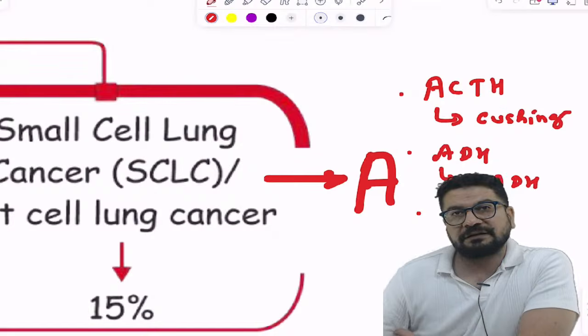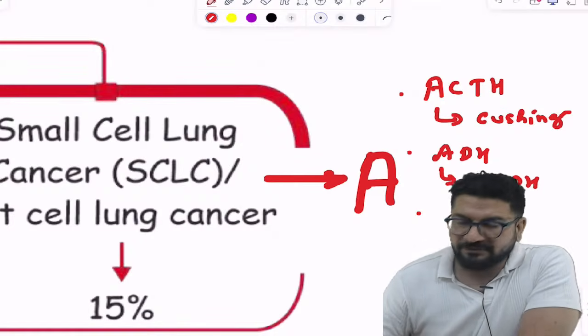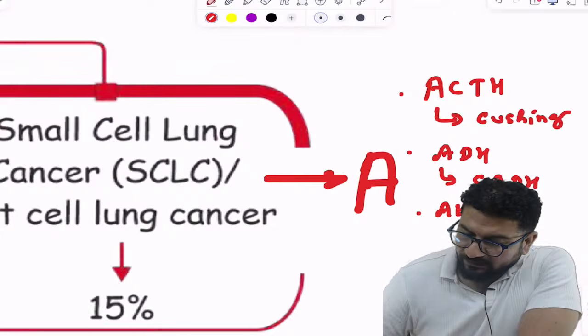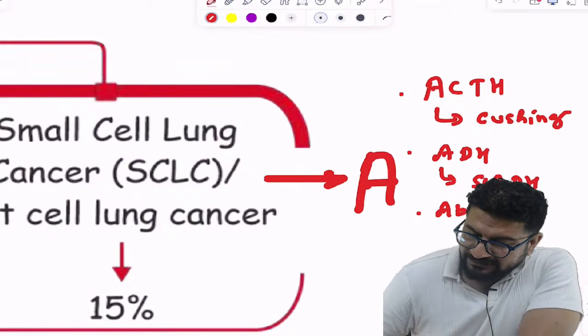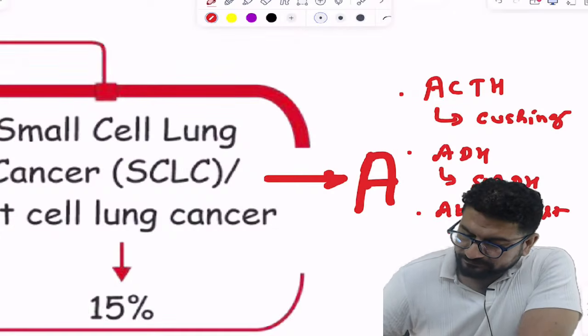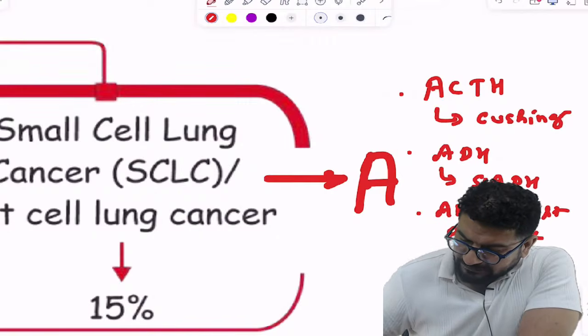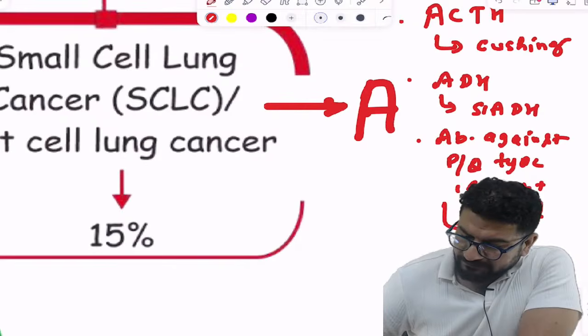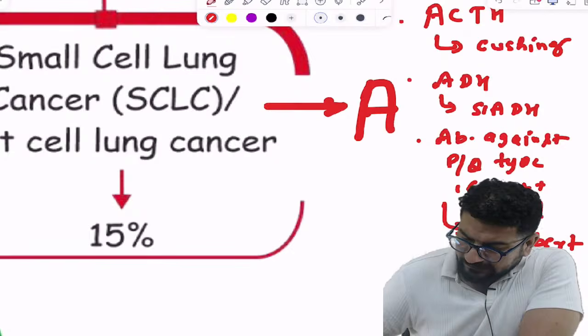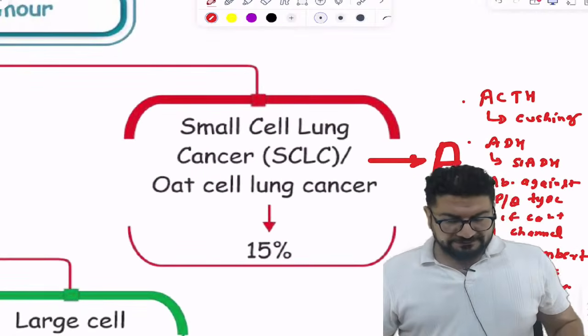Then there will be antibodies which are against the calcium channel. There will be antibodies against the PQ type of calcium channel. And these antibodies against the PQ type of calcium channel, what do we call them? We call them Lambert-Eaton syndrome. So these are 3 paraneoplastic symptoms which you have to remember for small cell lung cancer.